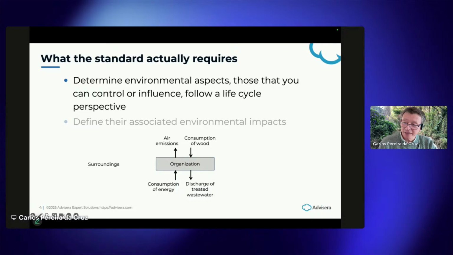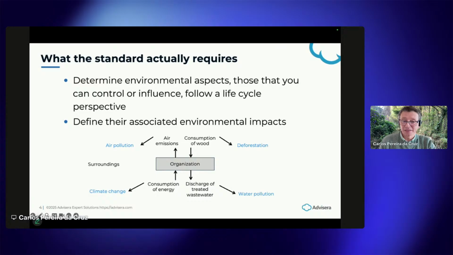And after that, you need to determine the impacts associated with environmental aspects. The environmental aspect is the cause, and the environmental impact is the effect, the consequence. So, for example, air emissions have the potential to generate air pollution. Consumption of wood has the potential to cause deforestation. Consumption of energy has the potential to contribute to climate change. And the discharge of treated wastewater has a potential to generate water pollution.